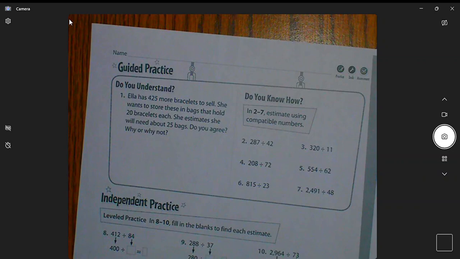Welcome back. Today we're going to practice dividing double-digit divisors with compatible numbers. Now, that sentence right there sounded very scary, but I promise it's really not.